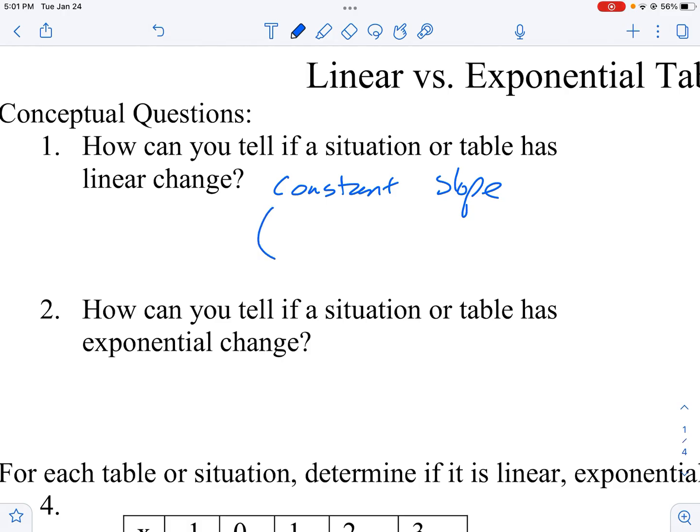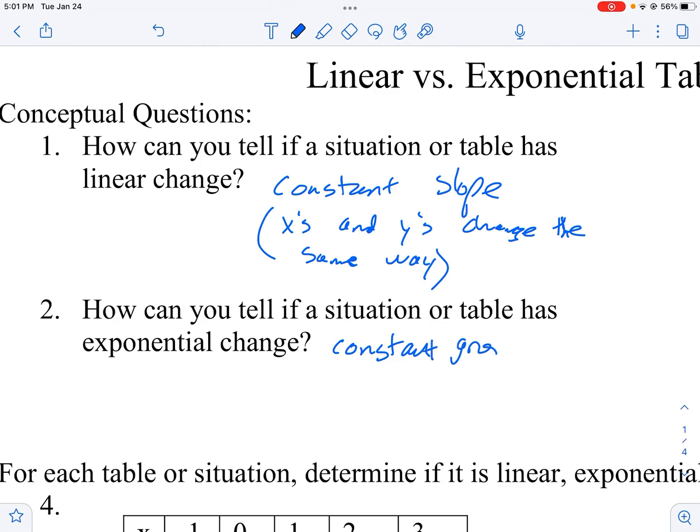That means x's and y's change the same way. Okay. And then how can you tell if a situation or table has exponential change? That is a constant growth factor. That means it is multiplying or dividing by the same number each time.